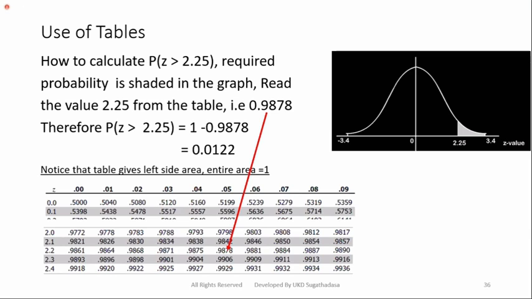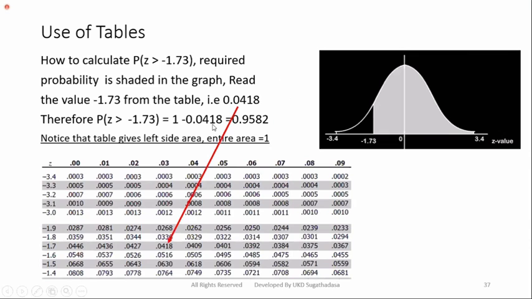Notice the table gives the left hand side area; the entire area is 1. You have to understand this also. Now I explain, notice that the table gives the left-hand side area every time. If you want to calculate greater than values, you have to use this mechanism: 1 minus the table reading.